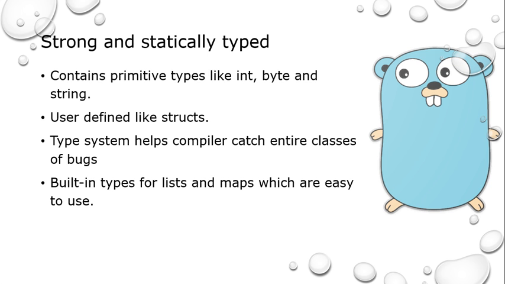Go is a strong, statically typed language. Go contains primitive types like int, byte, and string. There are also structs which can contain user-defined information. Like any other strongly typed language, the type system helps the compiler catch entire classes of bugs. If your bugs are of different types, your type system can help the compiler to catch that entire set of errors. Go also has built-in types for lists and maps, and they are very easy to use.